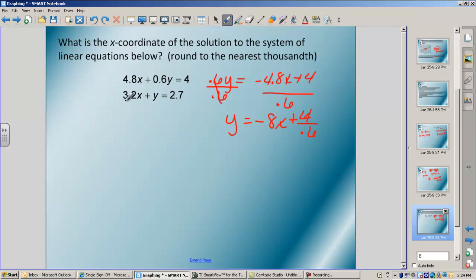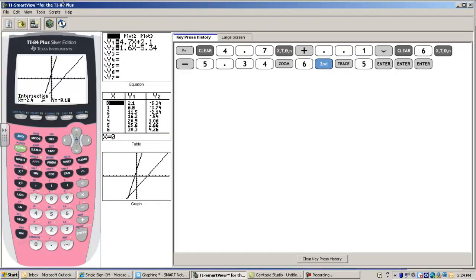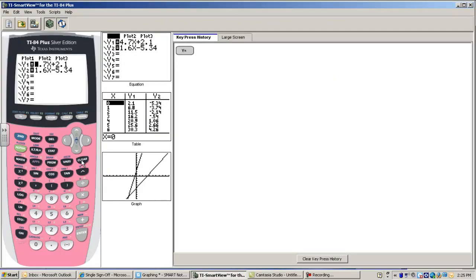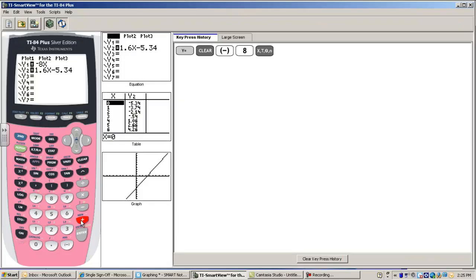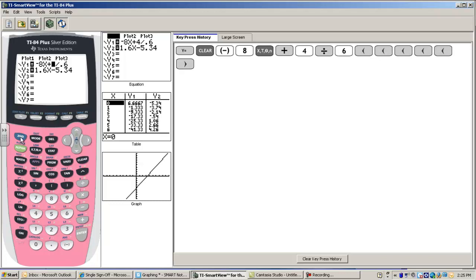So the next one, let's get y by itself. You're just going to subtract the 3.2x. And then we're going to put both of these in our calculator, and all they want is the x value. We don't care about the y value at all. So we're going to go back to y equals, and the first one is negative 8x plus 4 over 0.6. I think I'm going to put this in parentheses because it'll just make me feel better. I don't think you have to, but it makes me feel better, so I am.